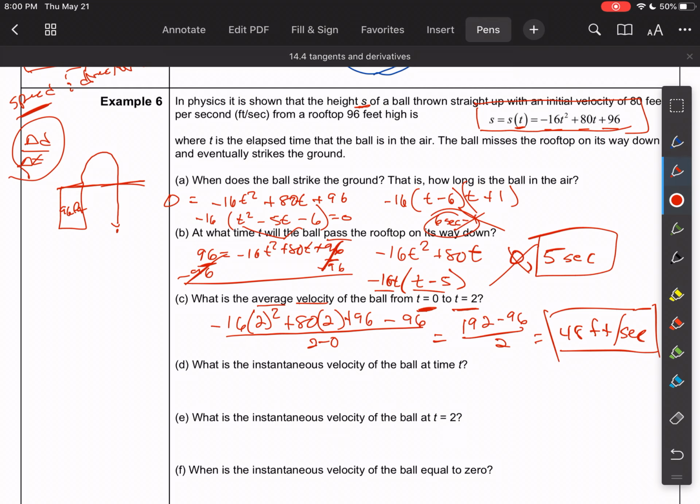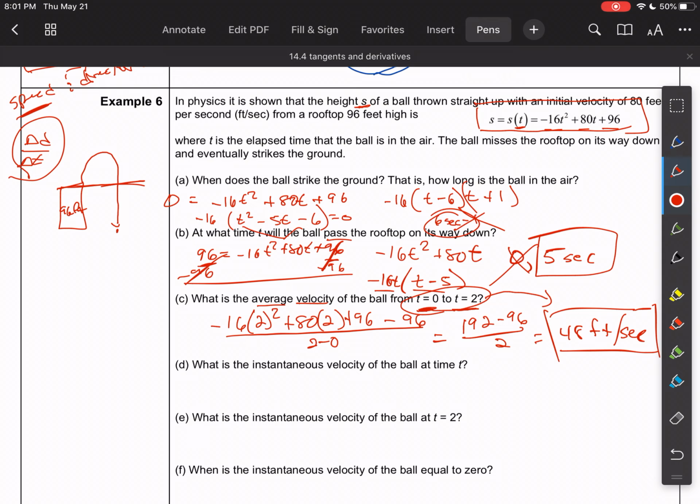Okay, so the average velocity, so over a time frame, which is typically what we calculate in basic physics and stuff like that, a lot of times that's all we really care about is the average velocity. But over a 2-second time frame, the average velocity that is experienced from 0 to 2 seconds is 48 feet per second.